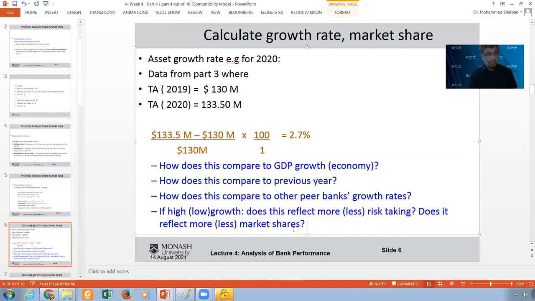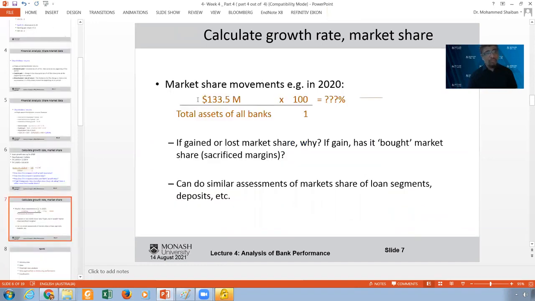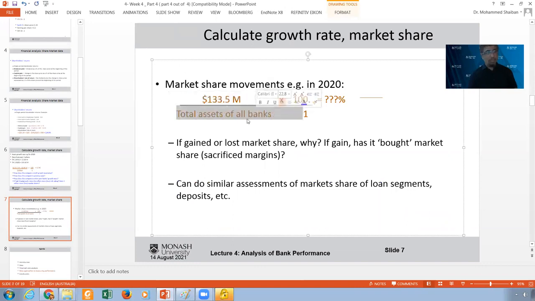And also, if we know that the growth is real, we have to compare this to the market share. If we are increasing our market share, that means we are also growing. So market share is another issue, and you can compare your assets to the total assets of the banks, because in our example, we don't have the total assets of the banks. If we knew it, we would see how much the growth in 2020 was, how much our share was in 2020, and of course compare it to 2019.